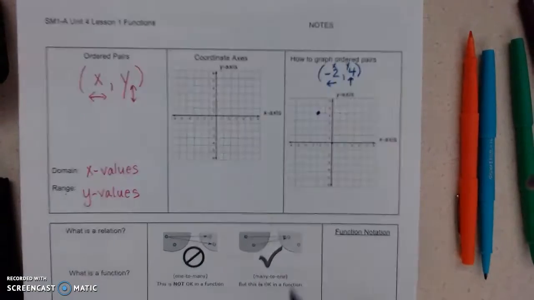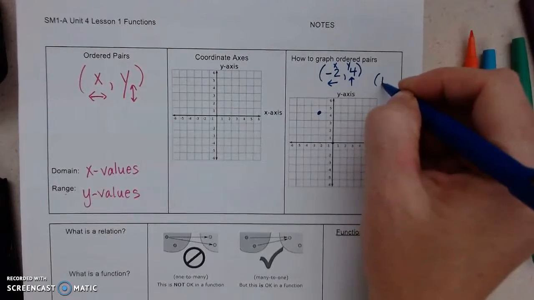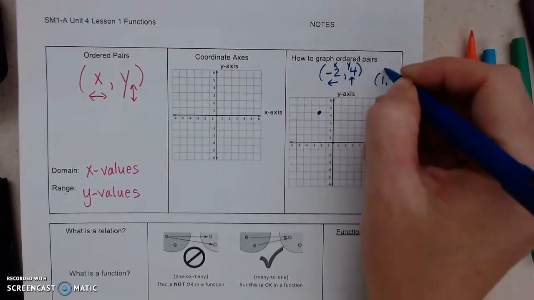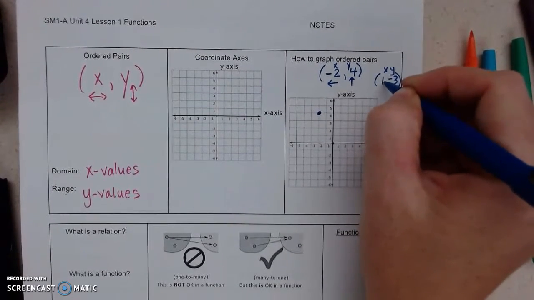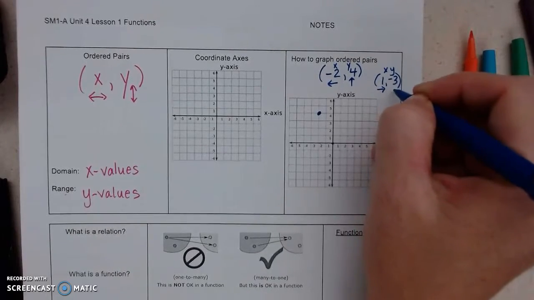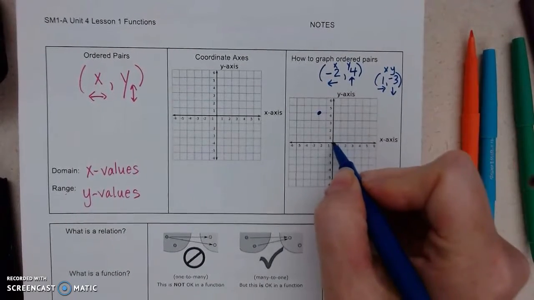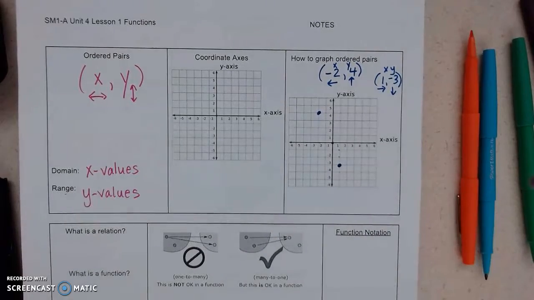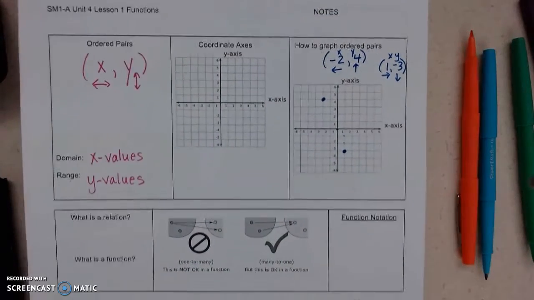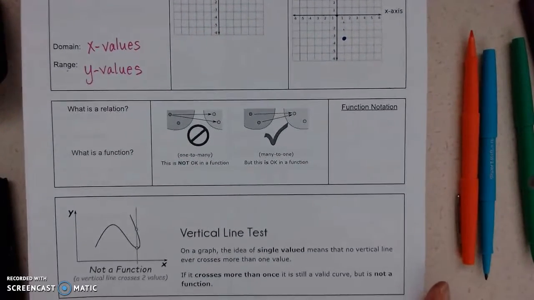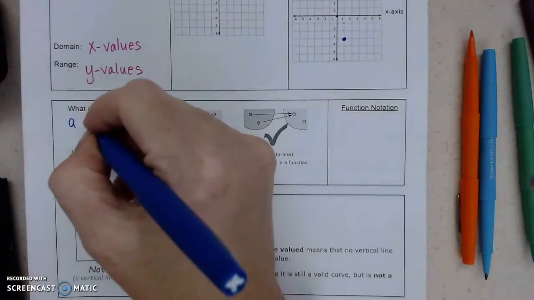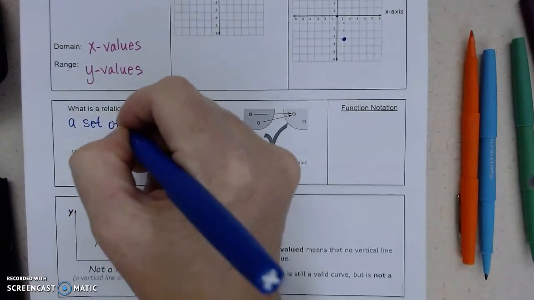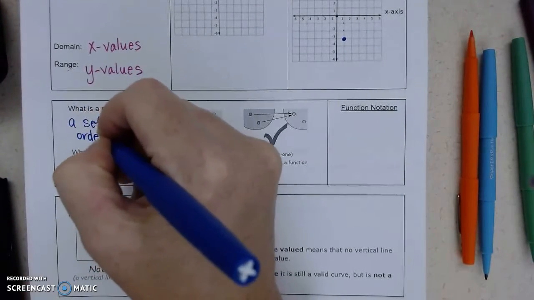Okay, let's try another one. Let's say I have the ordered pair 1, -3. So x, y. So since x is positive and y is negative, I'm going to start and go 1 to the right and down 3. Okay, so let's talk about a relation. So a relation is just a set of ordered pairs.